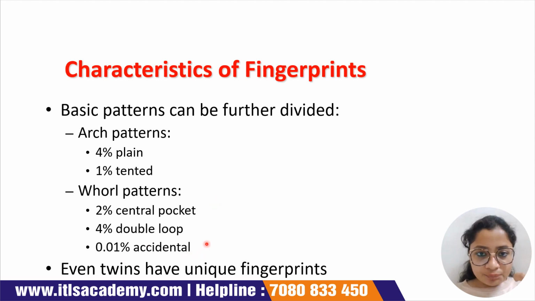4% will be double loop. Since it is a double loop, we will be having two deltas in them, just as I showed you. And 0.01% will be accidental hole, which are mainly in the form of arc or loop, but accidentally in the middle or in the sides, in the corners, we have some hole patterns also. So that is very rare, only 0.01%.